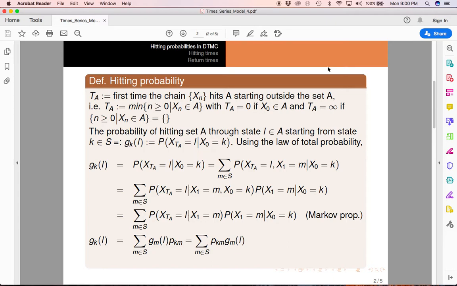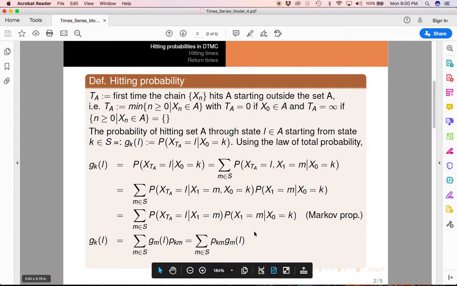Then we will use the Markov property, which is, if we know X sub 1 is equal to M, it doesn't matter what X sub naught was, so we'll ignore the X sub naught equal to K from this expression. We'll be left with an expression which reduces to the summation over M belonging to S of P sub KM, the little p coming from the stochastic matrix capital P, times G sub M of L. So this is a nice recursion relation which we could use to compute the hitting probability.